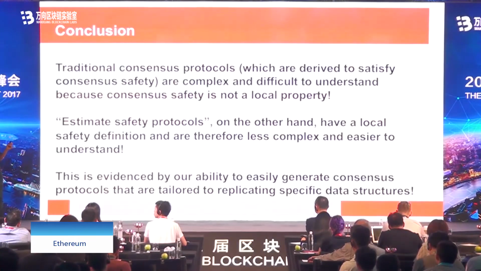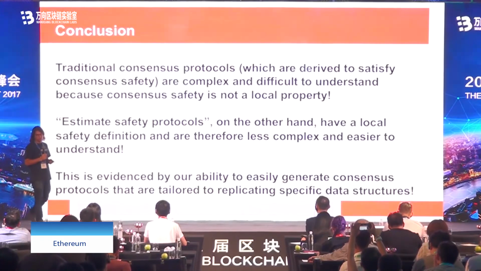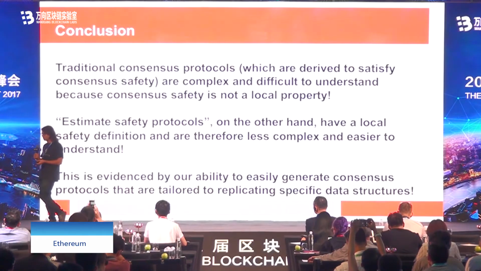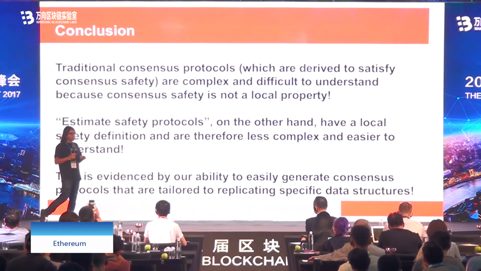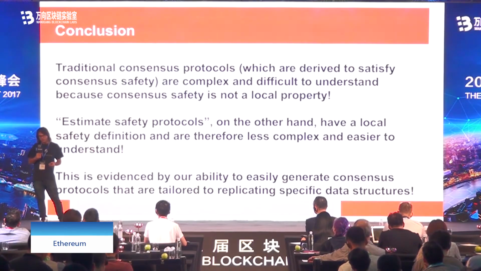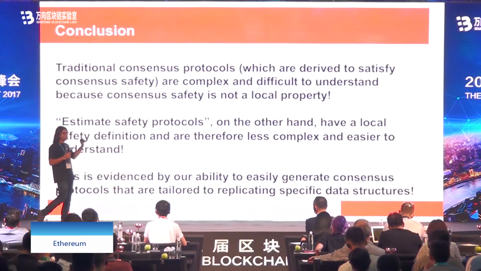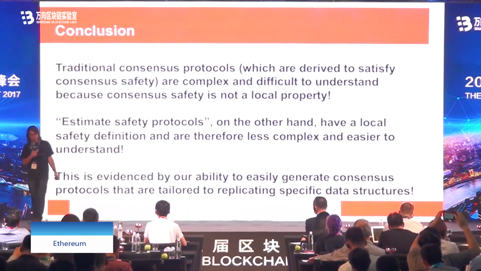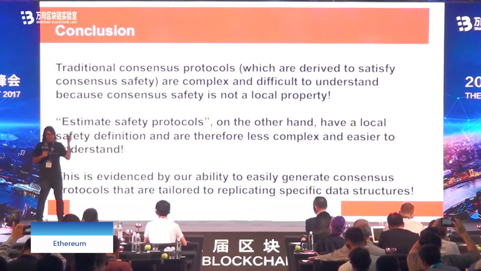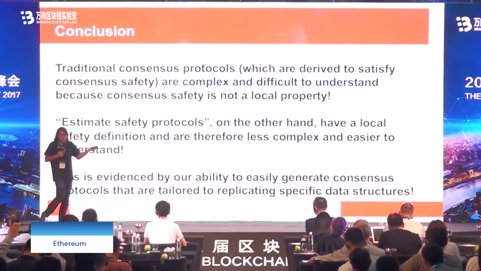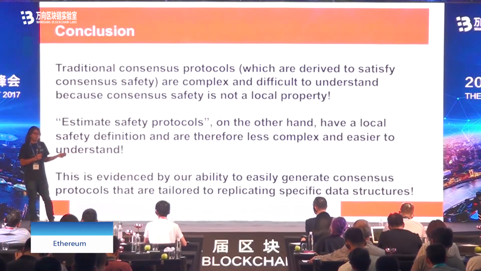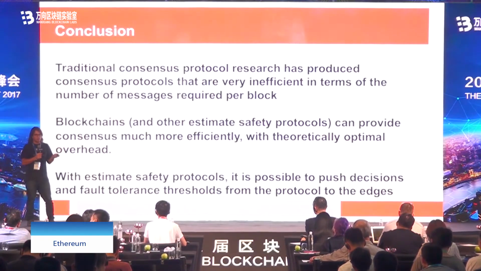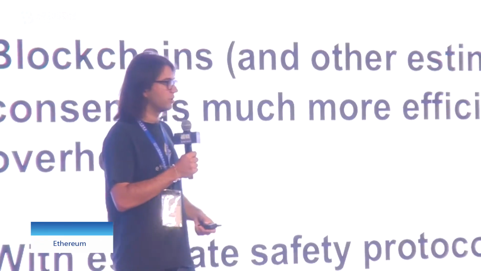So, concluding thoughts. Basically, traditional consensus protocols are really complex normally. They're derived to satisfy this distributed property, which is kind of difficult to reason about. Estimate safety protocols, on the other hand, are derived to satisfy a local property, but we have this really nice relationship between them. And so we can just use estimate safety protocols as consensus protocols. And this makes it easy for us to come up with new consensus protocols, which is amazing because consensus protocols are really notoriously difficult. And it kind of unifies our picture of blockchain consensus and traditional consensus.